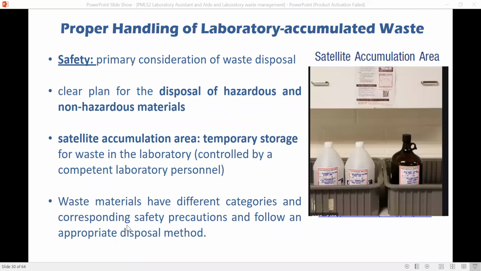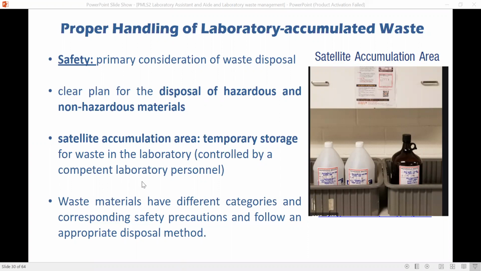So next, punta na tayo sa proper handling of laboratory accumulated waste. Galing ito sa book natin. Safety is the primary consideration of waste disposal. Kaya kailangan the laboratory should have a clear plan for the disposal of hazardous and non-hazardous materials. Hinahanapan niya ng DOH. Sa FEU, meron silang waste management plan, parang booklet na may ilang pages, mahaba. How to dispose ganito, how to dispose ganyan. So meron silang plan.